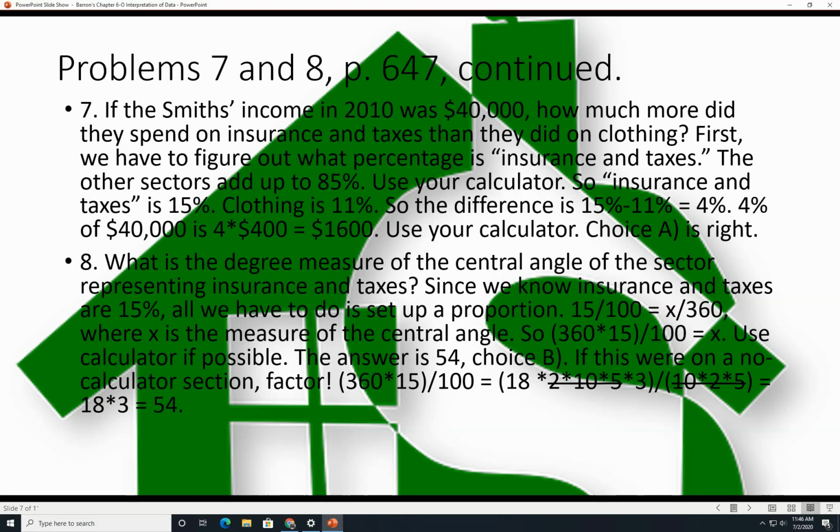So what is the degree measure of the central angle of the sector representing insurance and taxes? Since we know insurance and taxes are 15%, all we have to do is set up a proportion. So 15 over 100, that is 15%, is equal to x over 360. Why? Because we know there are 360 degrees in a circle. So x has to be the numerator of this other fraction. So all we do is multiply this by 360. So you have 360 times 15 over 100 equals x.